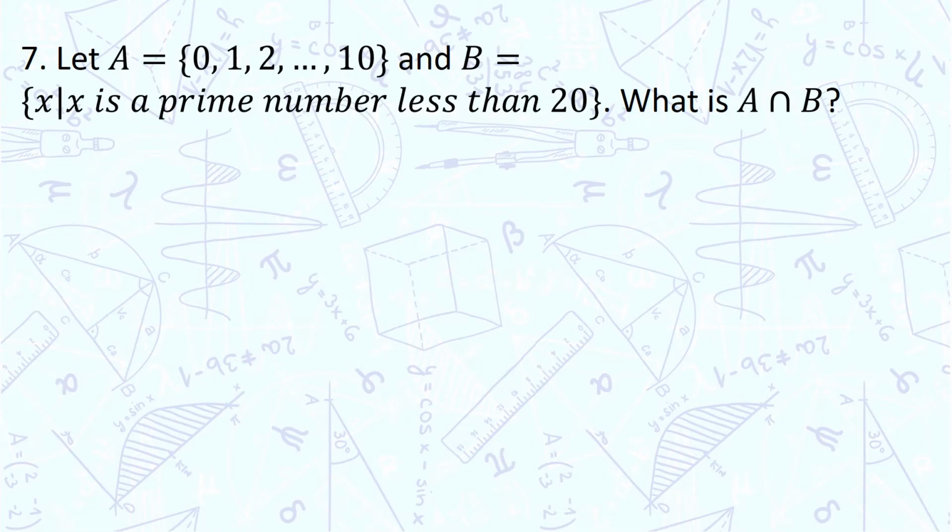Next, number 7. Let A be the set with elements from 0 to 10, and B is the set of all x such that x is a prime number less than 20. What is A intersection B?